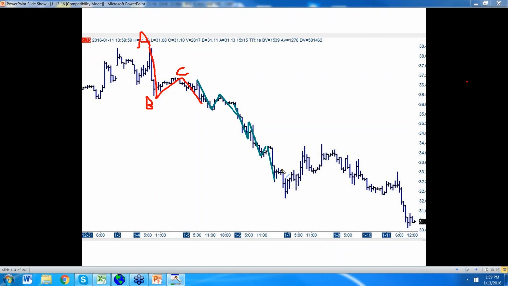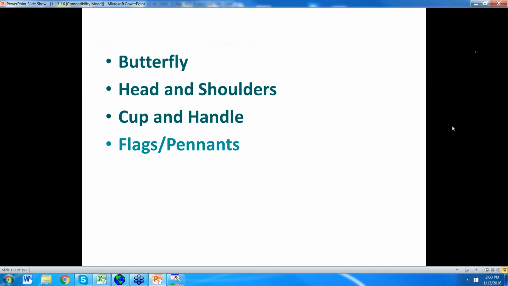This is a continuation pattern here. If you break down a flag and pennant, it's a lot of this type of shallow stuff. In other words, for a good flag or a pennant, you want to have a big, long flagpole. That's what makes it a shallow retracement pattern, if you will.